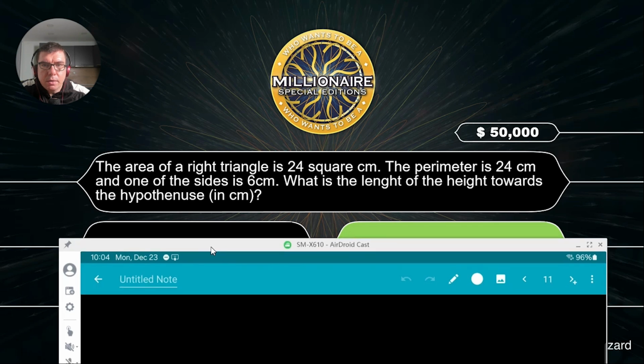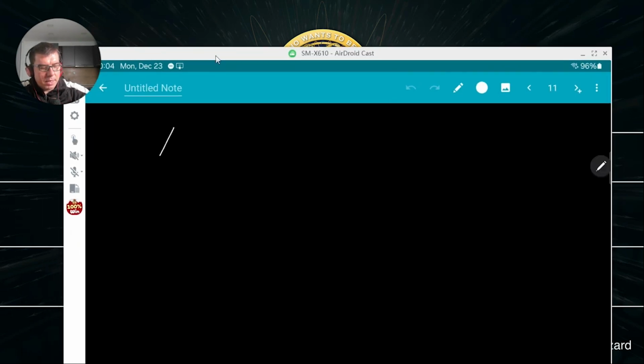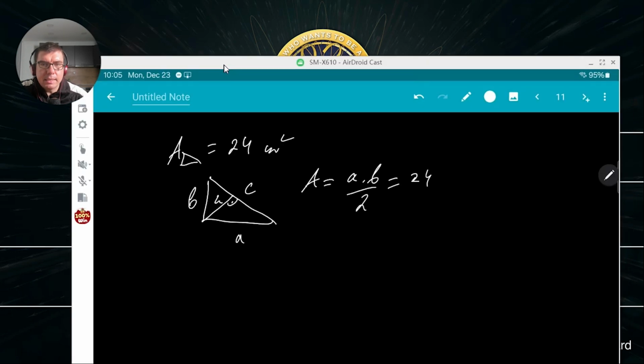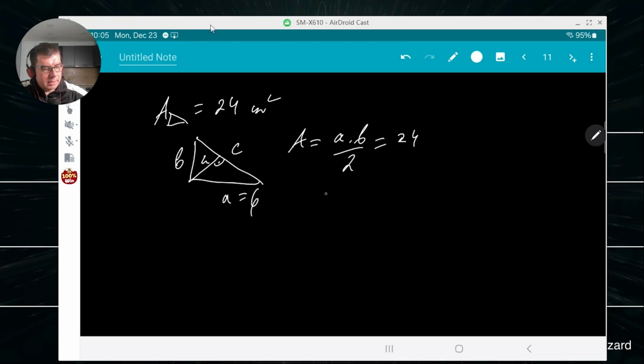The area of this right triangle is 24 centimeters squared. This is A, this is B, the hypotenuse is C, and let's call this H, the height towards the hypotenuse. So the area is A times B over 2, which is 24. And one of the sides is 6, so let's say A is 6. 6 times B over 2 equals 24. This is 3B equals 24, so B is 24 divided by 3, which is 8.